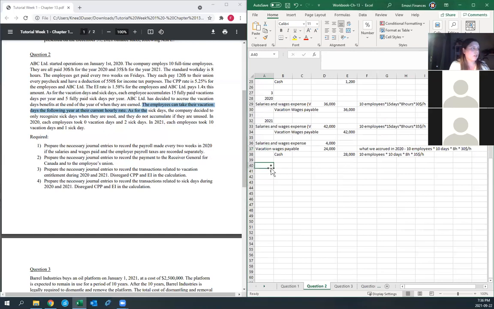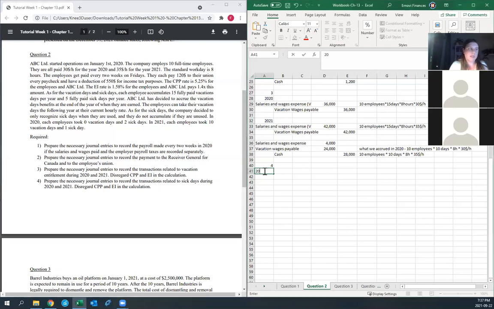All right. So requirement 4 is to prepare the necessary journal entries to record the transactions related to sick days during 2020 and 2021. Disregard CPP and EI in the calculation. For sick days, the company decided to only recognize sick days when they are used, and they do not accumulate. So whenever an employee takes sick days, the company does a transaction. They don't do it like the vacation here, where at the end of the year they accumulate everything earned during the year to just do what the employee took.